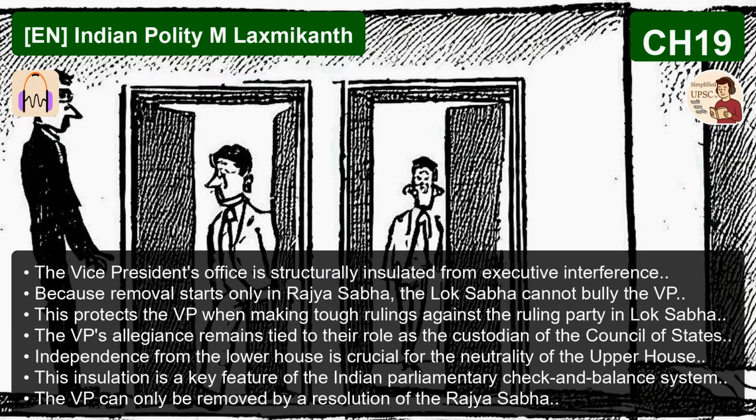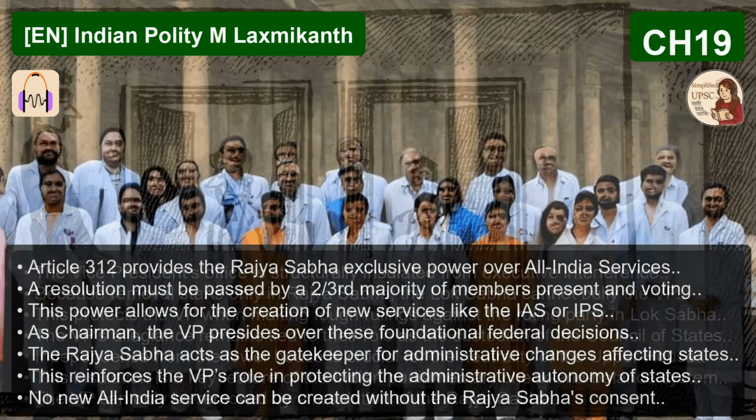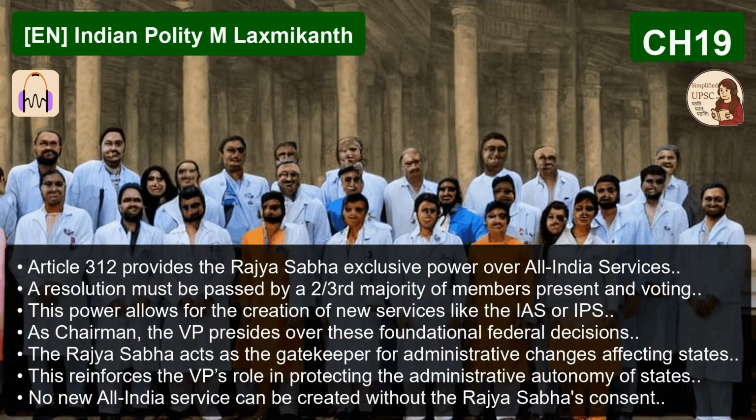Why give the Rajya Sabha the sole power of initiation for removal, even though the VP is elected by both houses of parliament? It's all about structural insulation. Since the VP's primary job is to maintain order and preside over the Rajya Sabha, a role that often requires making politically difficult decisions or enforcing rules against the government of the day, the Constitution protects the presiding officer from being constantly threatened by the popular, powerful Lok Sabha.